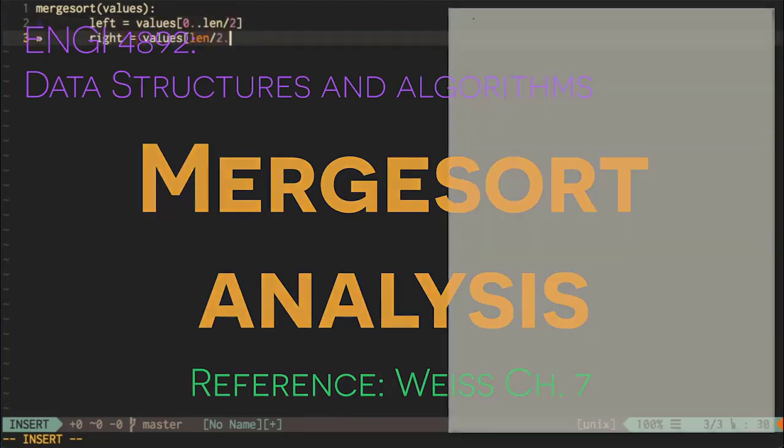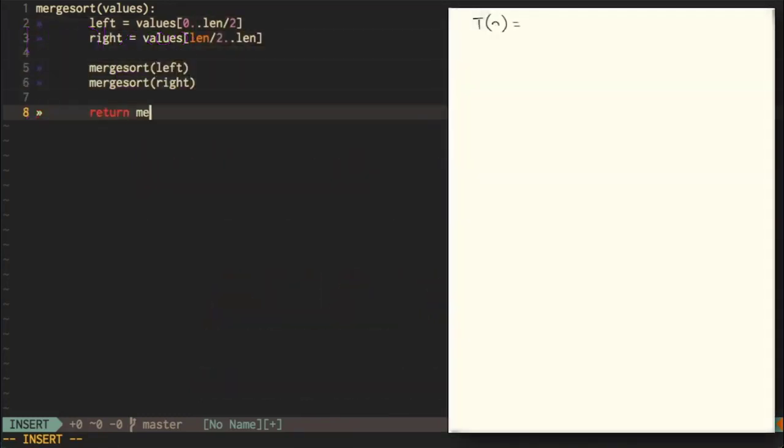The time it takes to merge sort n elements is the time it takes to merge them, which is linear, plus twice the time it takes to sort each half. The time it takes to sort one element is trivial, or constant time. So now we have an expression in terms of n and T of n over 2, but what is T of n over 2?